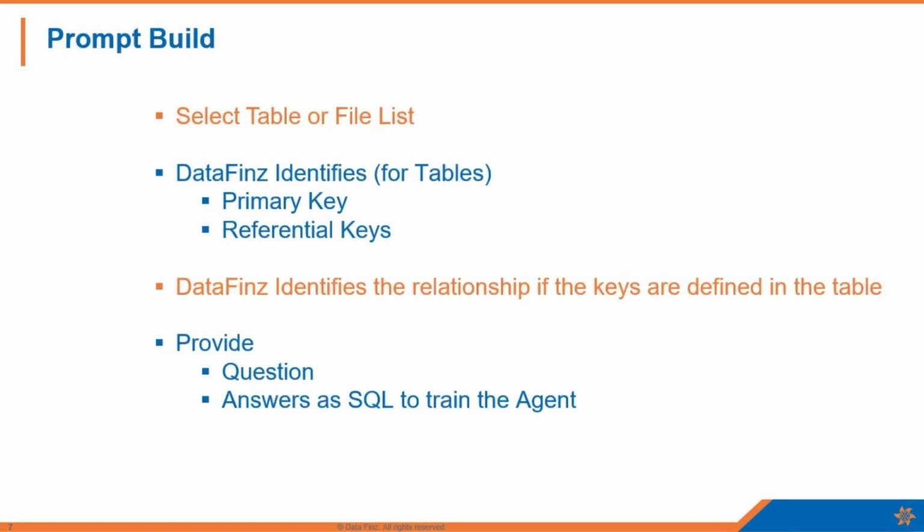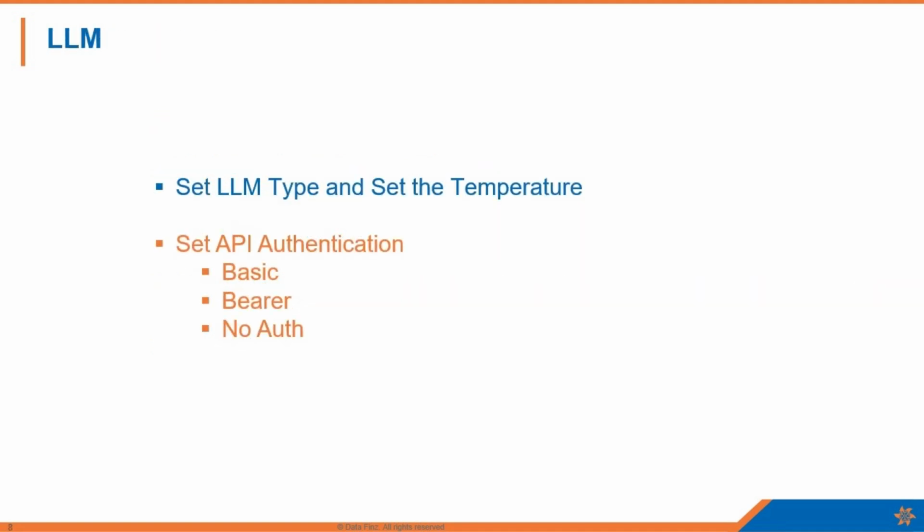Prompt build requires selecting tables or file lists for analysis. DataFinz identifies primary and referential keys in tables, establishing relationships when defined. Questions paired with SQL answers train the AI agent, enabling translation of natural language into accurate SQL queries. The LLM configuration involves setting model type, alongside API authentication options like basic, bearer, or no auth for service integration.